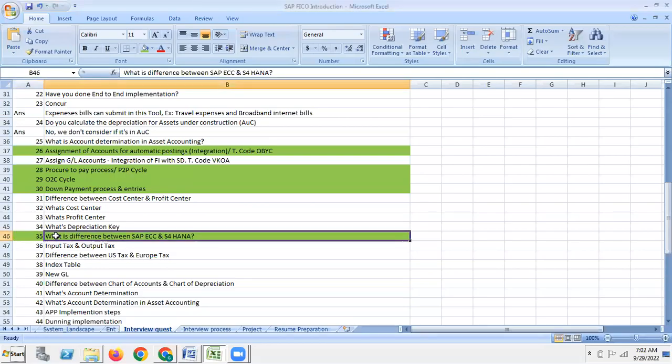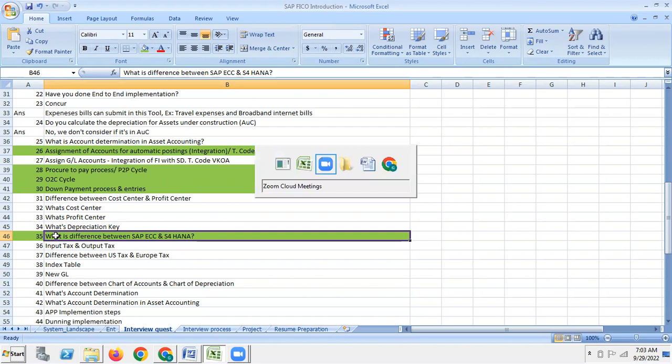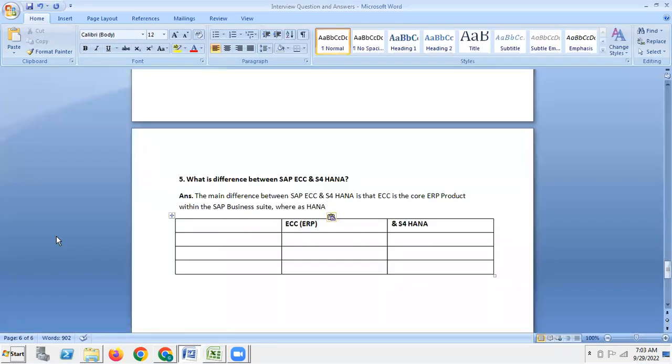So next question is, what is the difference between SAP ECC and S4 HANA? The latest question, a trending question. Everyone is asking about the difference between ECC and S4 HANA.